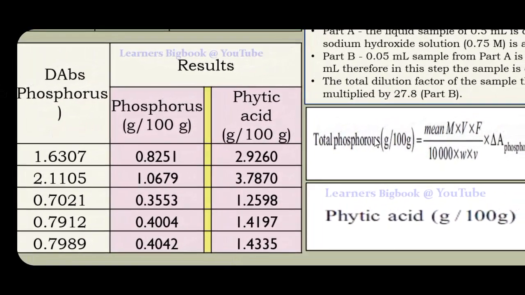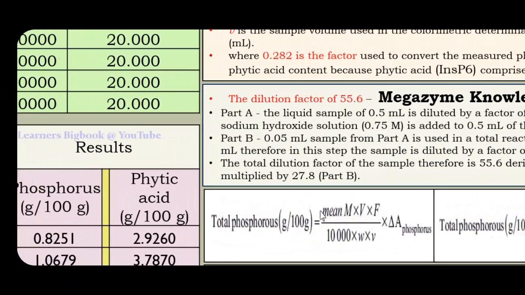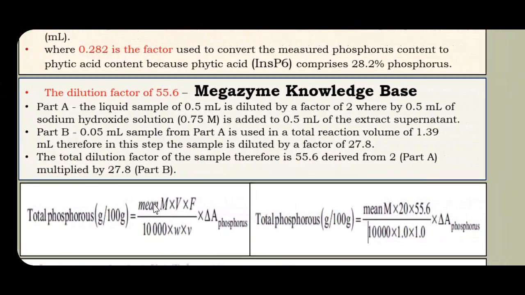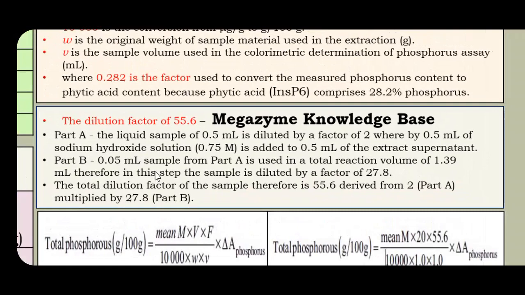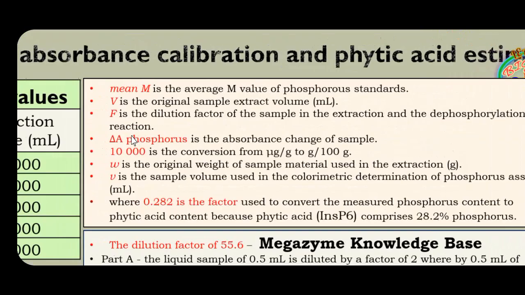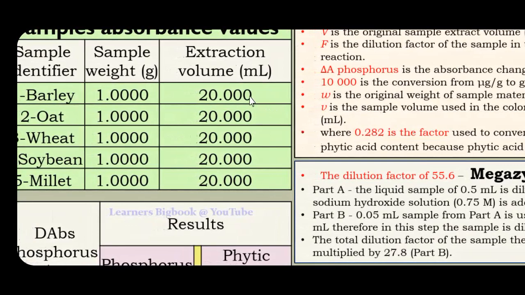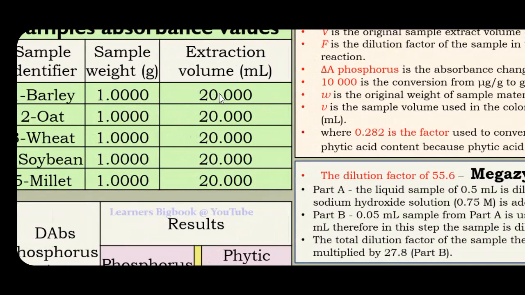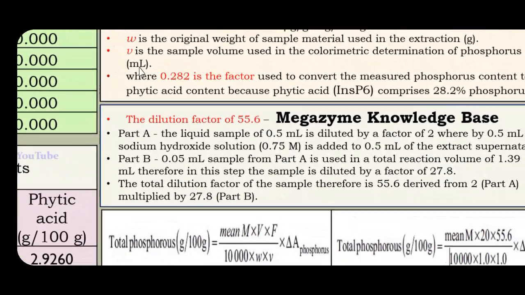Now here, absorbance of this phosphorus will be this one, each one you are going to take during the calculation, and mean m is what we have taken as the mean from the standard reference phosphorus, that is the 4.55, and V will be the original sample extract volume. Original sample extract volume will be 20 ml, whatever the 1 gram of sample we are going to put in this, and we are going to further extract the phytic acid. That will be the sample volume, that will be 20 ml.